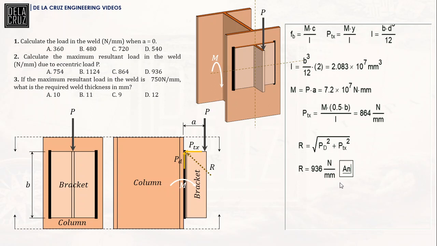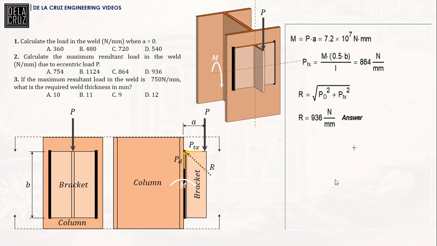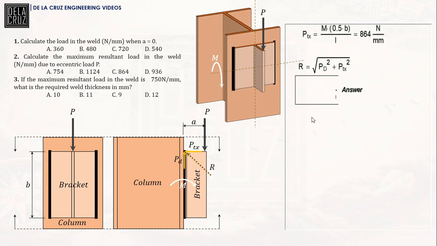So this is the answer. And that is letter D, no? Okay, part 3. If the maximum resultant load in the weld is 750 newtons per millimeter, what is the required weld thickness in mm? Okay, so we need to calculate the required weld thickness.